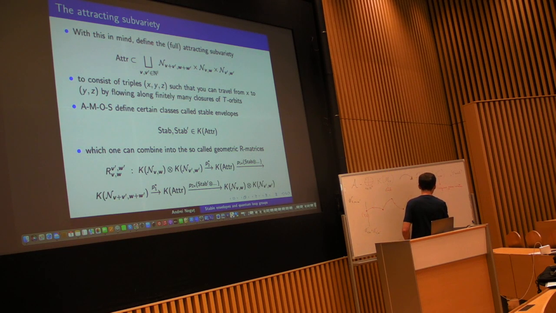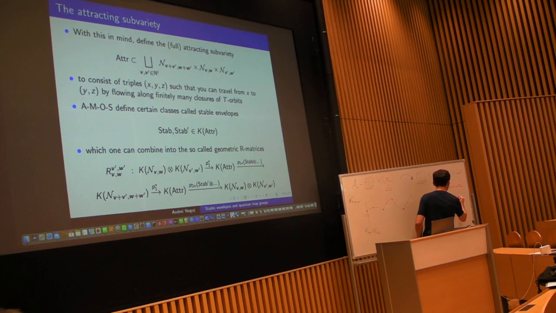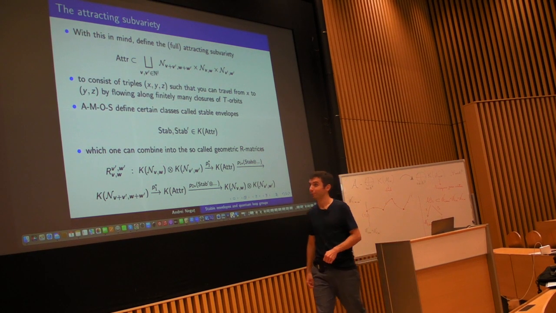So A_TTR, remember, it was a subvariety of N(V~, W+W') times N(V, W) times N(V', W'), and it has projection maps p1 and p2. P1 is the projection to the big factor, so N with framing W plus W', and p2 is the one to the other two factors, so N(V, W) times N(V', W'). I apologize, I couldn't fit this diagram into the slide.